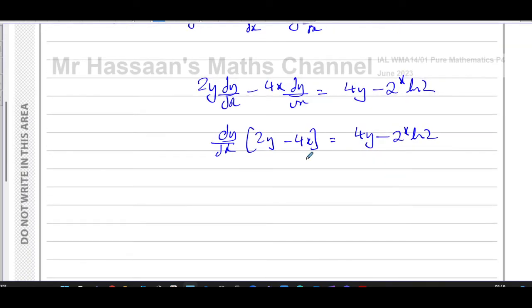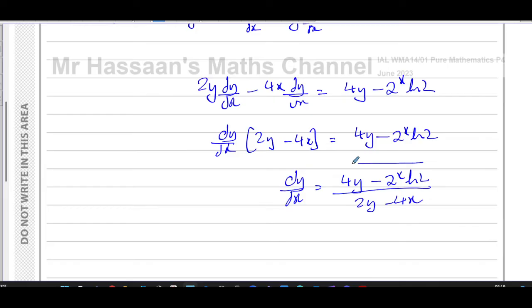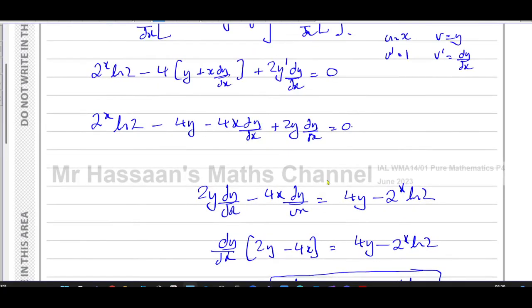And then I can divide both sides by 2y minus 4x. So I say dy/dx equals (4y minus 2 to the power of x ln 2) over (2y minus 4x). And there we have our gradient function, the dy/dx.